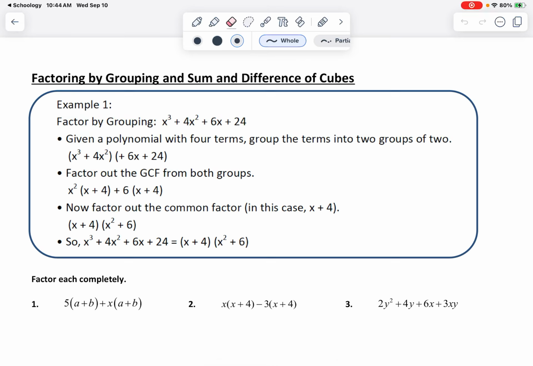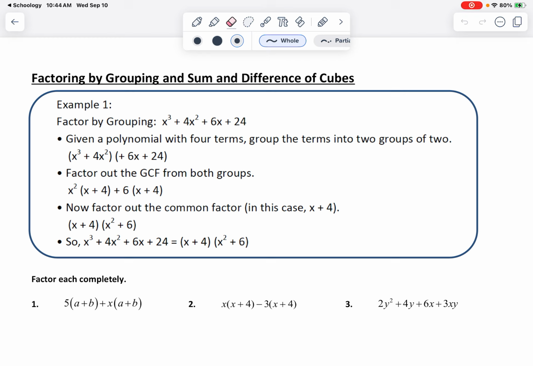All right, welcome to the video on factoring by grouping and the sum and difference of cubes. These are both methods of factoring. I've talked about both, but we haven't seen examples where you have to do it that way. So now we're gonna see that today.